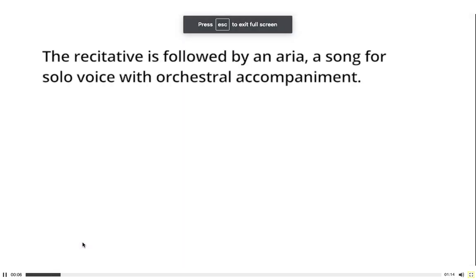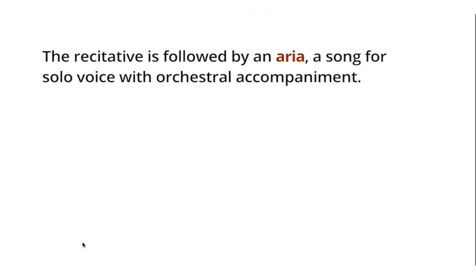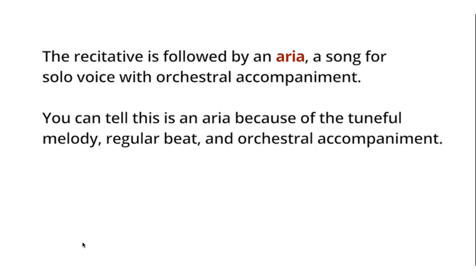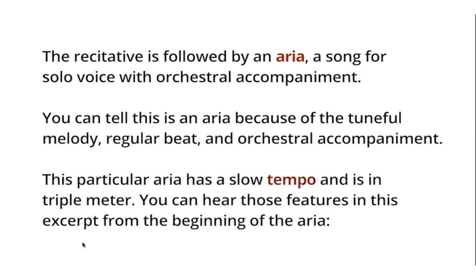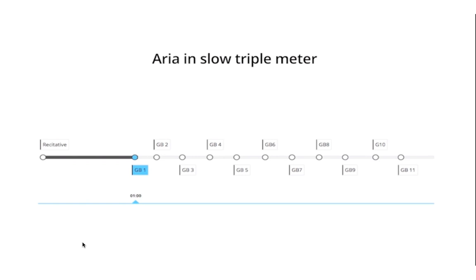The recitative is followed by an aria, a song for solo voice with orchestral accompaniment. You can tell this is an aria because of the tuneful melody, regular beat, and orchestral accompaniment. This particular aria has a slow tempo and is in triple meter. You can hear those features in this excerpt from the beginning of the aria. The words for this are on page 129.